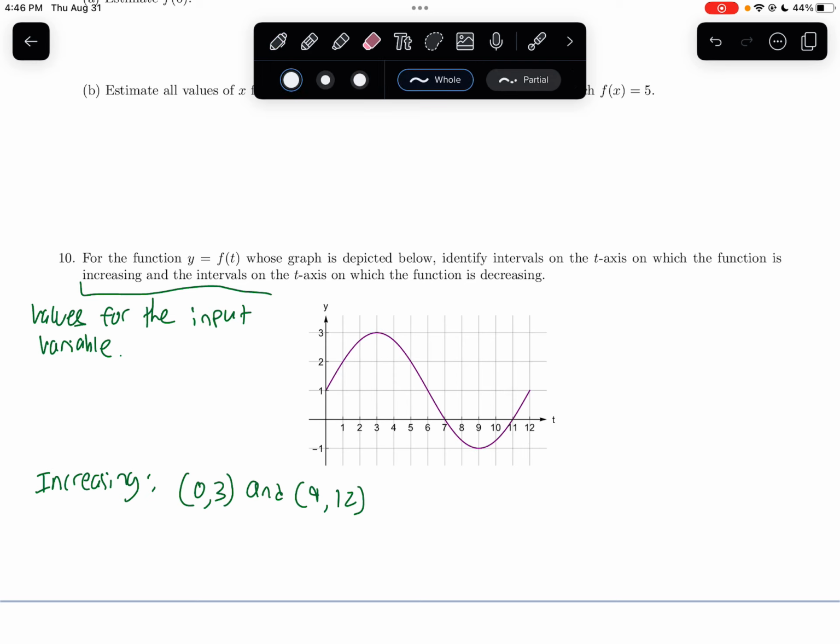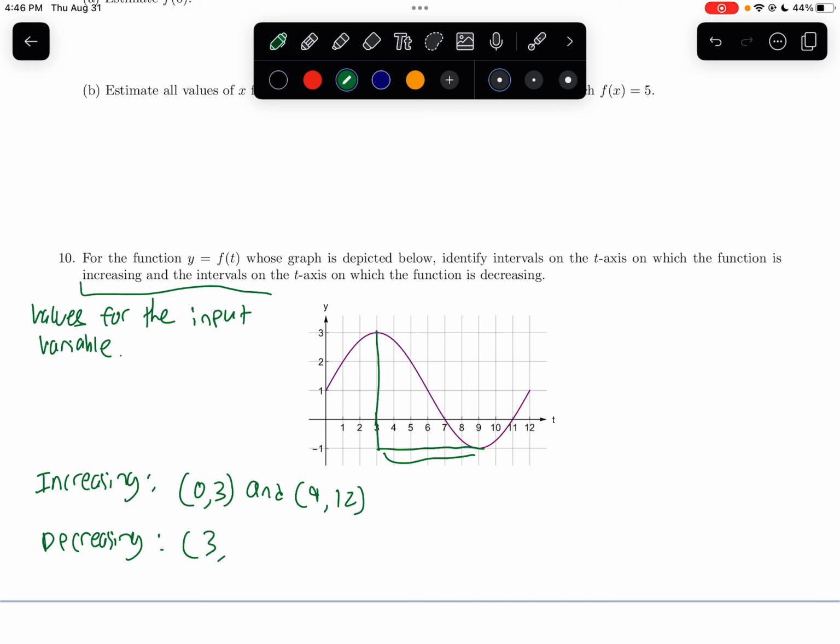And now to figure out where it's decreasing, you look at where the graph falls as you go left to right. That would be this part. And this interval at the bottom is from 3 to 9. So decreasing would just be the interval from 3 to 9.